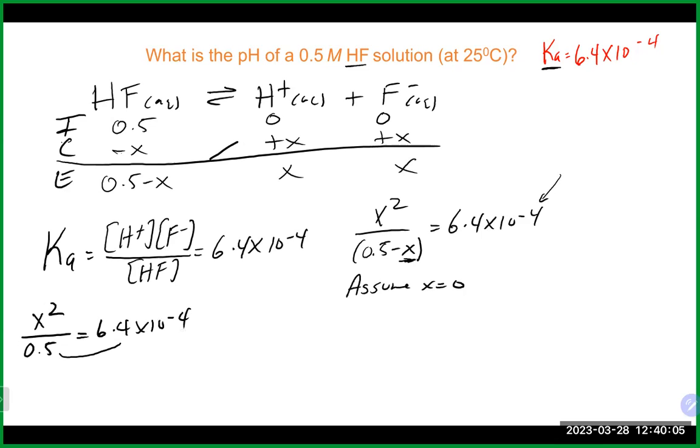I am going to multiply this to the other side and also do a little square root action on it afterwards. And that's going to give me 6.4 times 10 to the minus 4 times 0.5. It equals, going to do square rooting of it. And that's going to give me an x value of 0.017885.